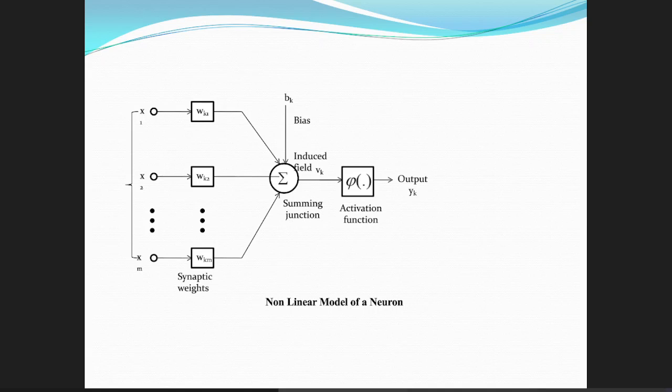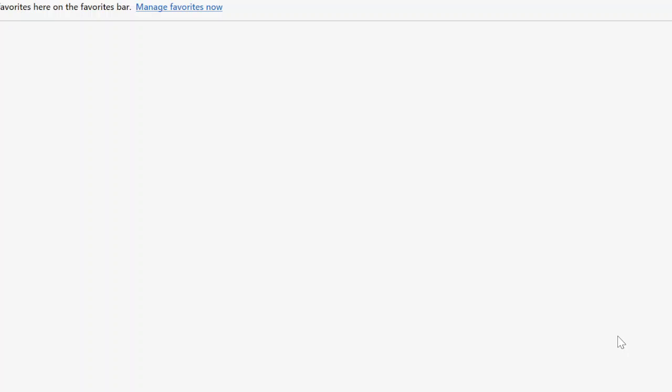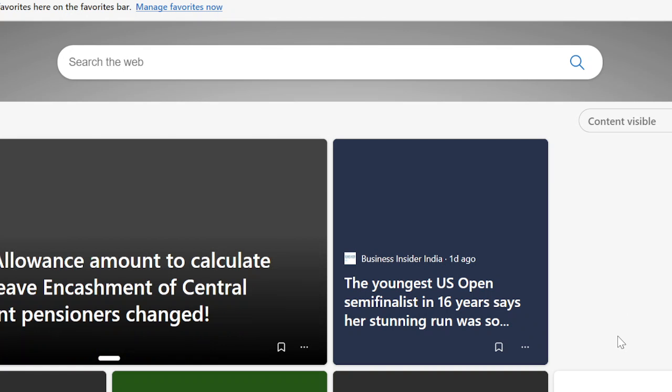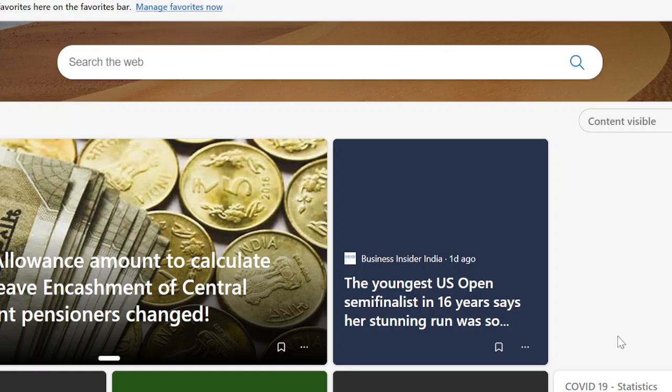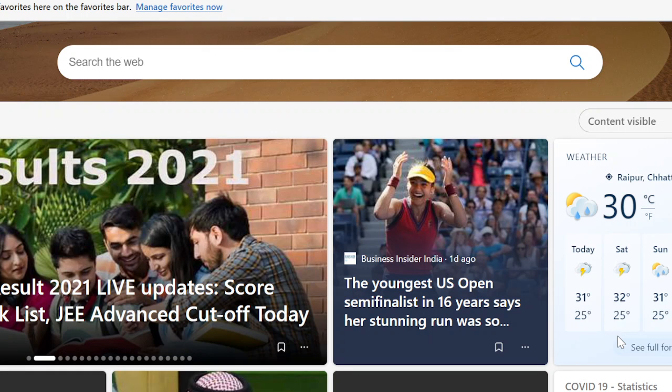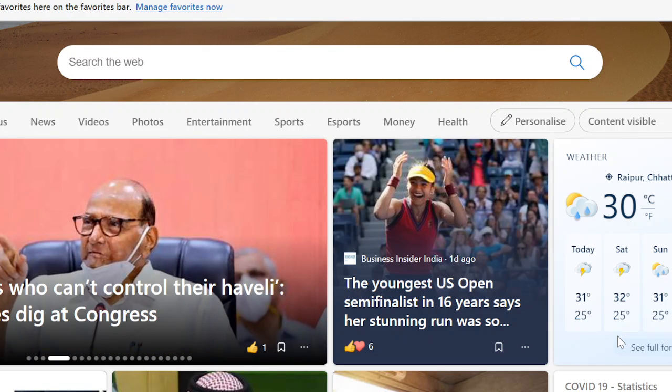We have a number of activation functions, like the threshold function. Whatever we get at the output of the summing junction is given to an activation function, which is either a threshold function, in which the output can be either 1 or 0, or a piecewise linear function, in which the output is 1, or the same value, or 0 within certain limits. The function can be sigmoid, Gaussian, or ReLU. In the ReLU function, the output is 0 if the input is less than 0, and the output is x if the input is greater than or equal to 0, right?